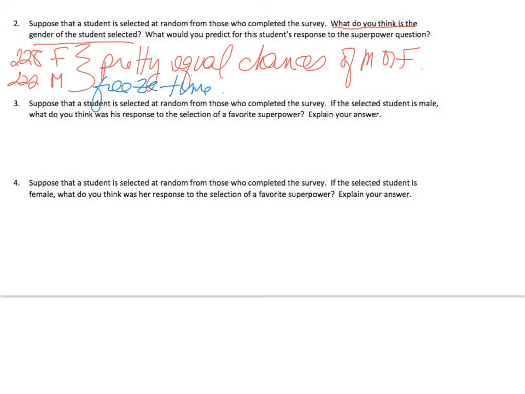Suppose that a student is selected at random from those who completed the survey. If the selected student is male, what do you think was his response to the selection of a favorite superpower? So just the males, the largest number I see is freezing time. Okay, just for males, that is 32.0%. It's the most popular selection for male students.